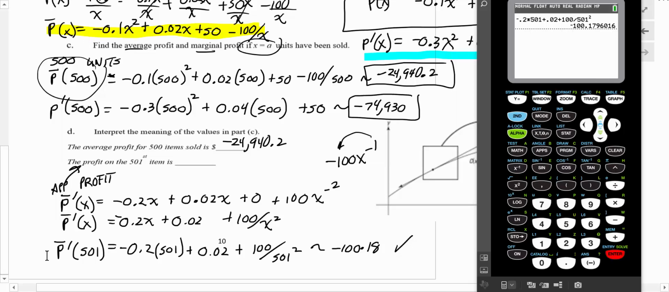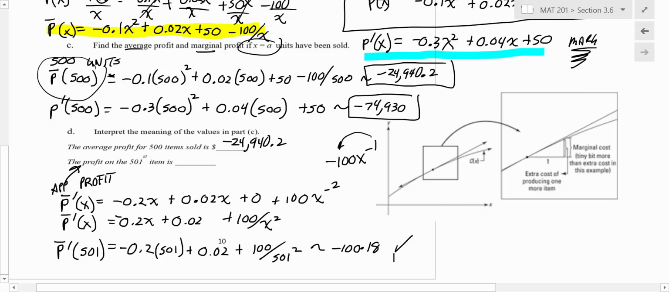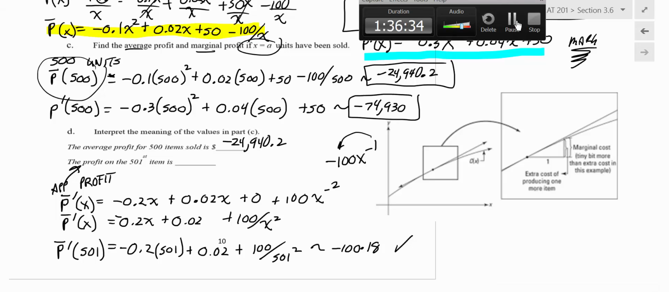So that's how you can use that marginal to approximate that value. Okay, does that make some sense? Okay, so I'm going to close.